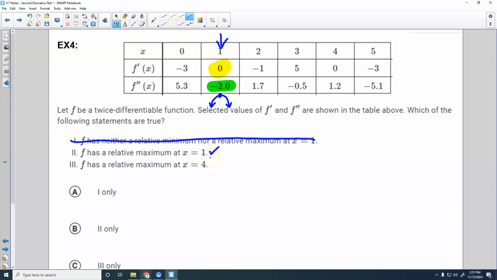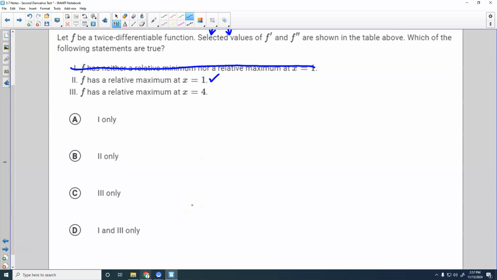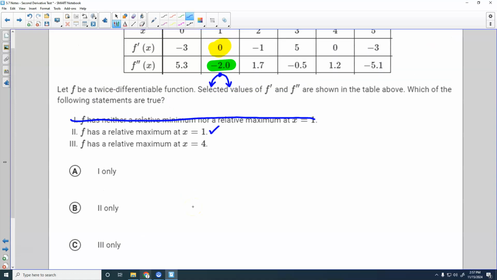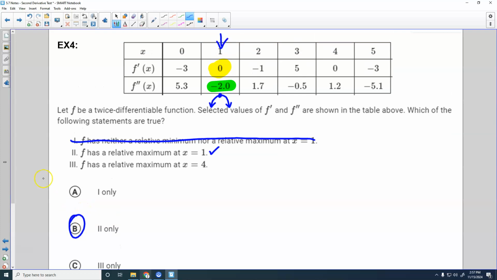Number 2 is true. And based on your answer choices, you could stop there, right? Because there's not another option with 2 and 3 both being true, so it's got to be B. But let's look at 4 just to see why it would not be true. Because at 4, we still have our first derivative being 0. But we have a positive second derivative. So that tells us that we're concave up, which means we're looking at a minimum point there. Okay, questions?